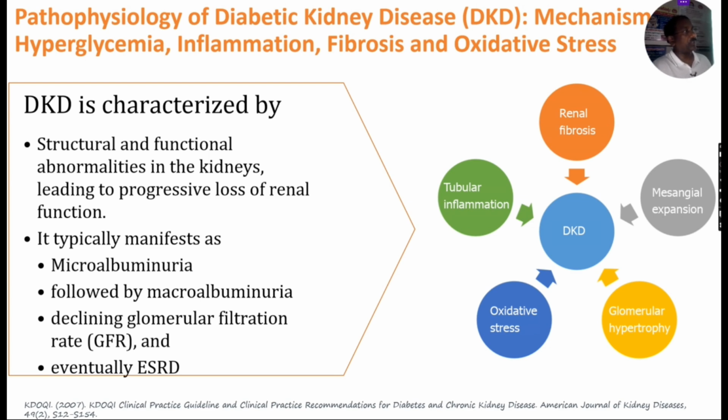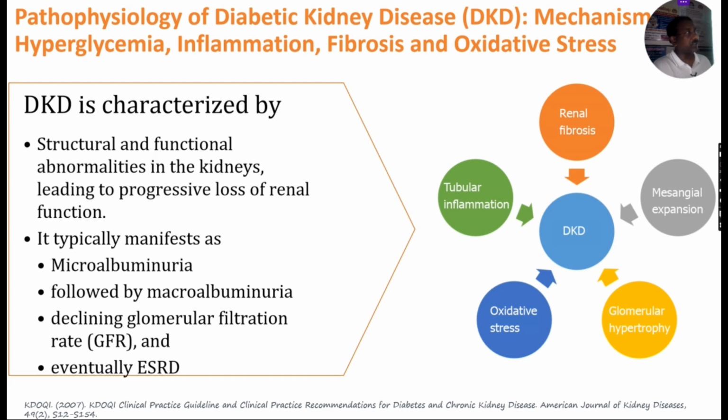So in all the population, even on day one, you should get the microalbuminuria, or urinary albumin creatinine ratio, UACR, in all our population. Accordingly, we can say whether this person is at risk of getting CKD or not. And if you don't check the microalbuminuria, these people will go into macroalbuminuria.